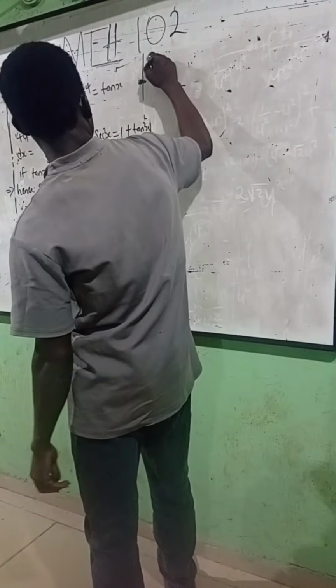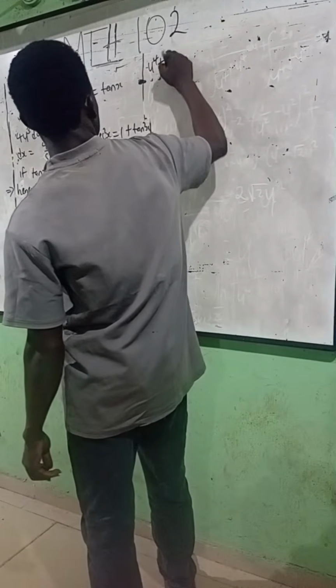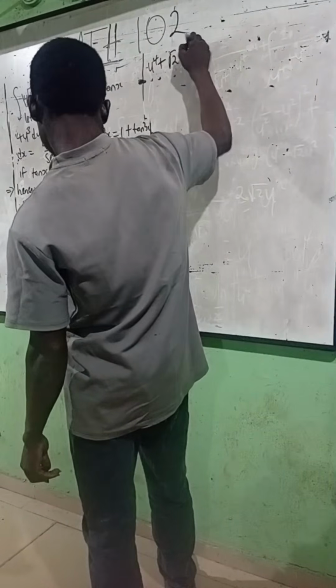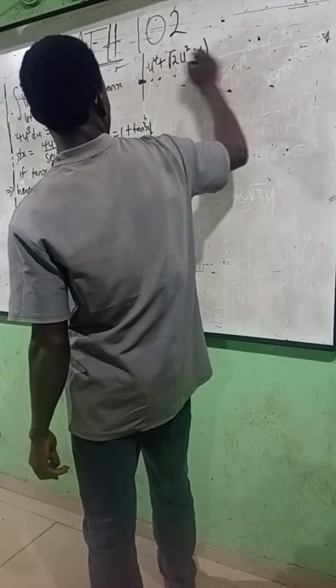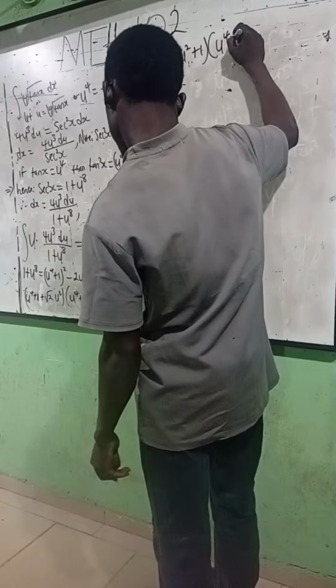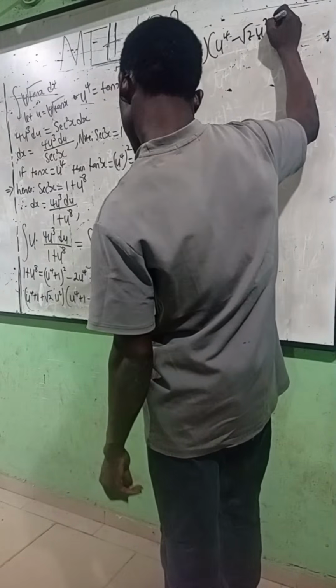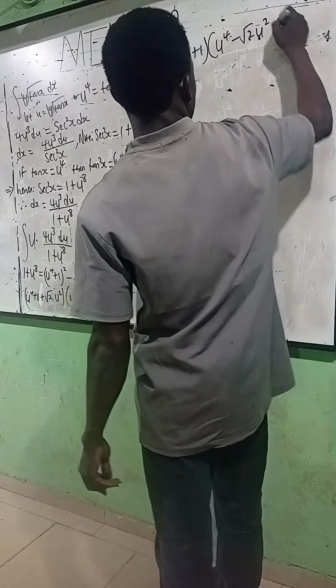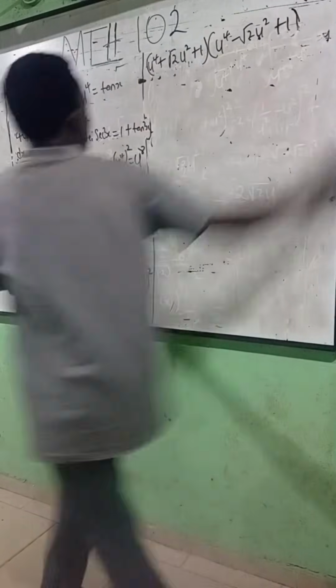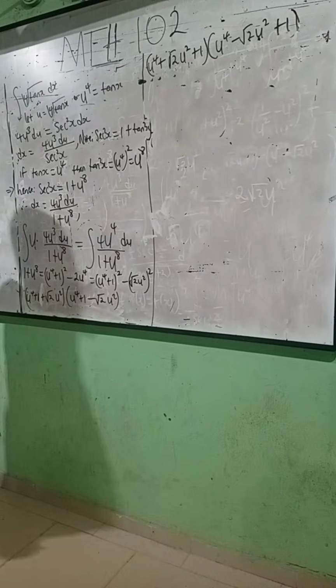Let's make it u^4 plus root 2 u^2 plus 1, multiplied by what? u^4 minus root 2 u^2 plus 1. If you expand, we get 1 plus u^8. So that's where we are coming from. So now that's the denominator.